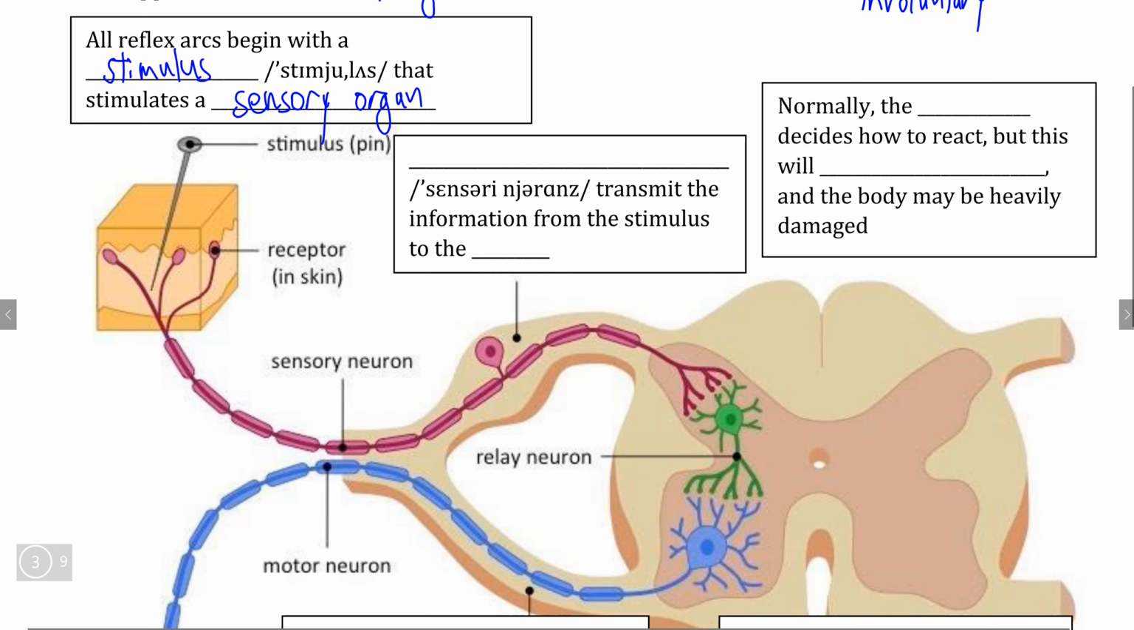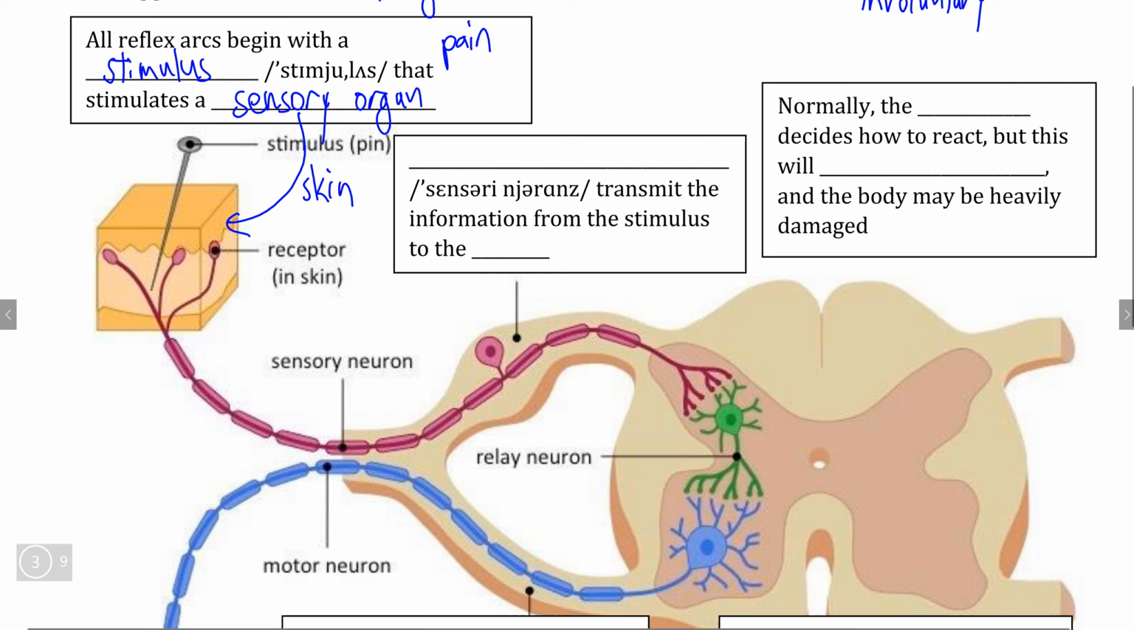However, if we take a look at the stimulus in this case, we can see that this pin here is piercing through the surface of the skin. So in this case, the skin is the obvious sensory organ, and the stimulus is going to be perceived by us as extreme pain, and it looks like this is quite bad. For anybody that has ever stepped on a nail before, you'll know that this is no laughing matter.